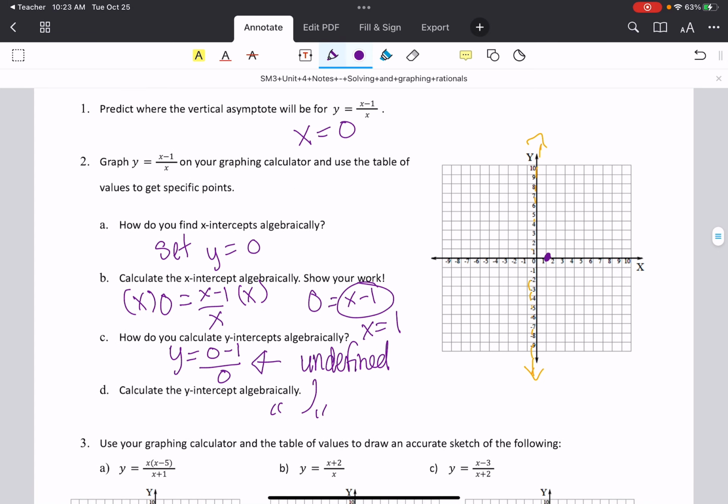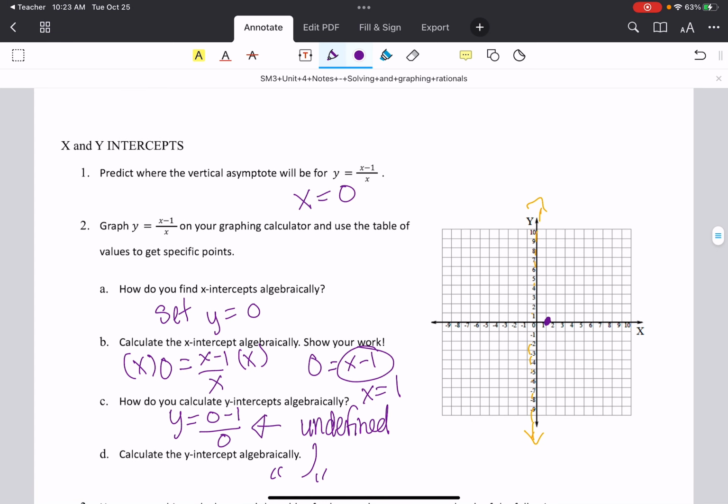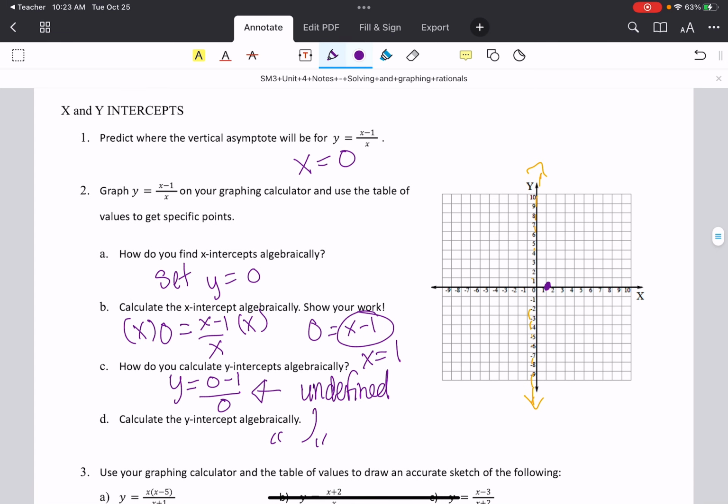Wait, okay. Did you just say undefined is for calculating the y-intercept algebraically? Is that what that arrow is? When x equals 0, this is undefined. Oh, for this specific problem, but not as a general rule. Got it. Yeah, I agree. That's right. Okay.